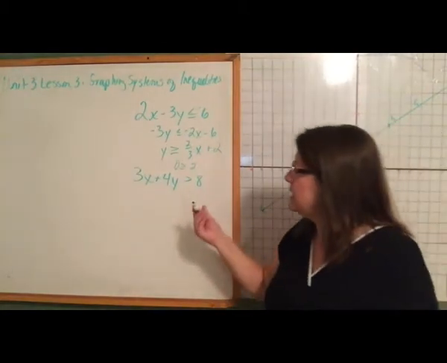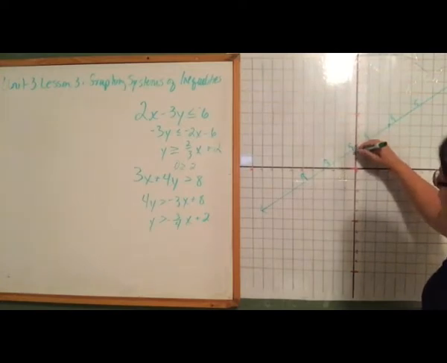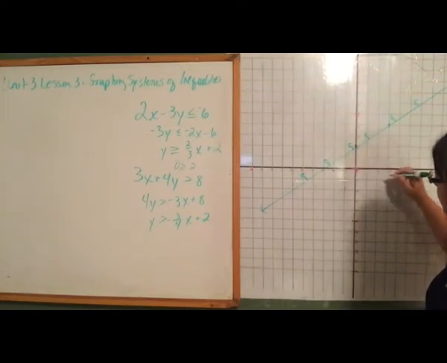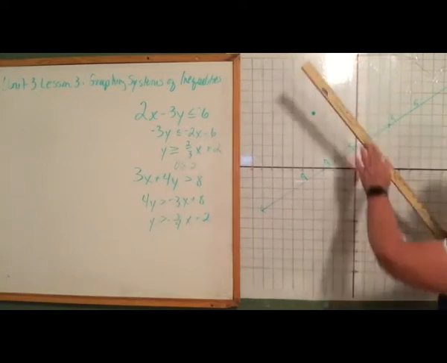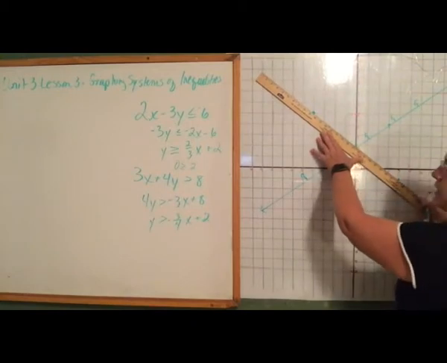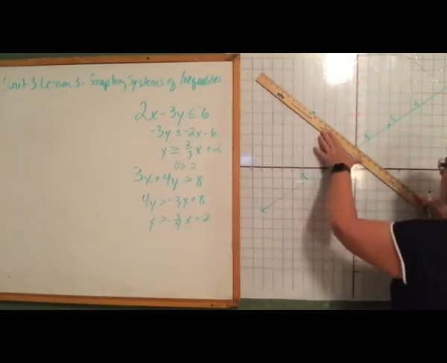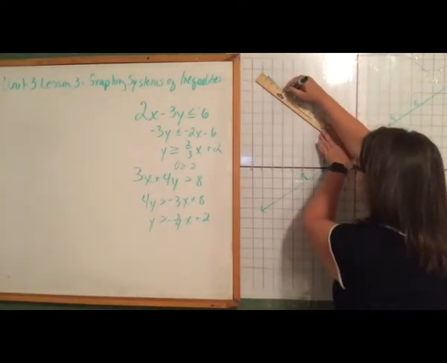For this one, I'm going to get y by itself. I'm going to go up to 2, and then from there I go down 3, right 4, or I could go up 3, left 4, to give me a few different points. Then graph that line. Now this one, since there is no equal to, is going to be dotted. So I'm going to go ahead and dot my line.